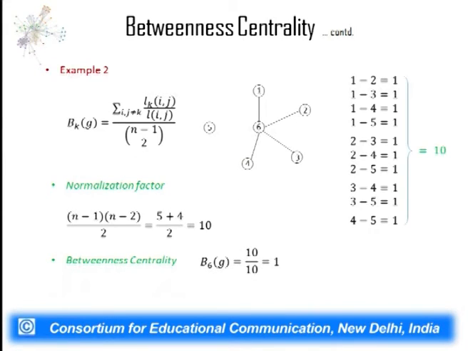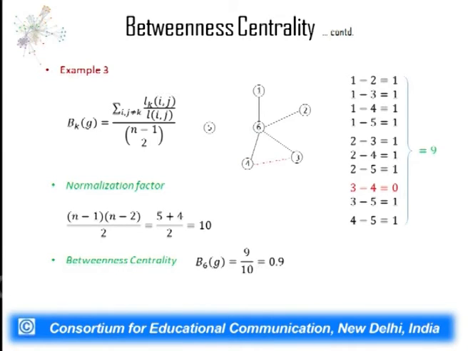Some more examples. See, here we have a star network. 6 is the center of the star, and we can see that if we take up any pair of nodes and we want to find out the shortest path, all the shortest paths are involving the node 6. It means that it's getting an absolute importance in terms of betweenness, and the normalization factor here comes to be 10, and the betweenness centrality will be 10 by 10, because it's absolutely getting visited by all the shortest paths in the network, and so we get the absolute value as 1.